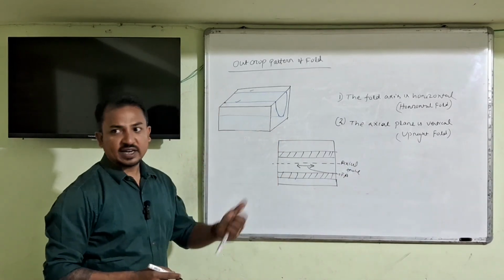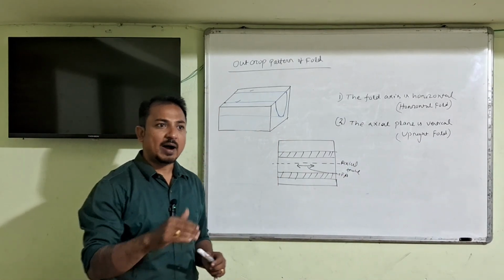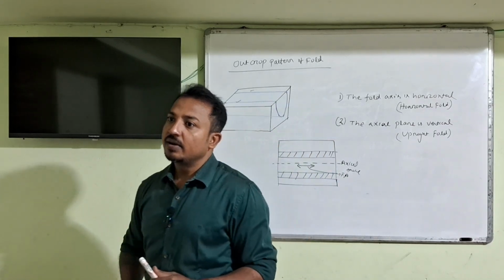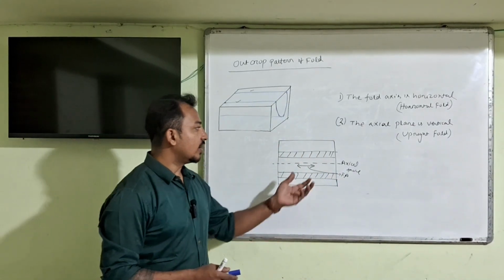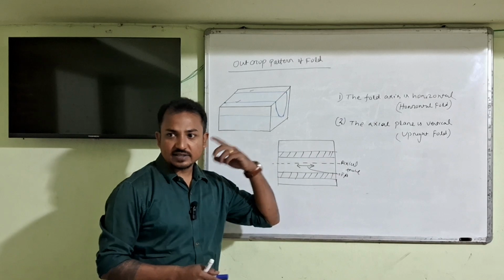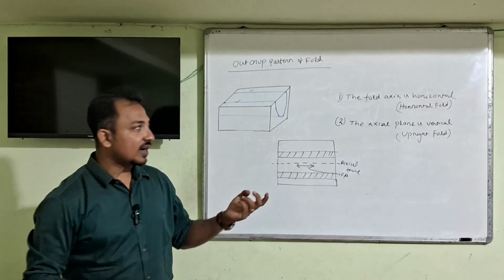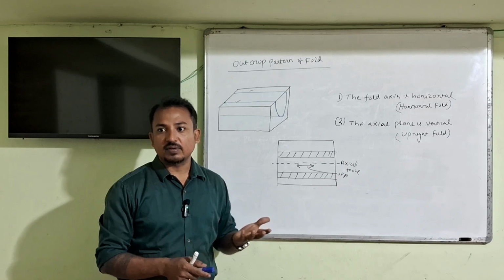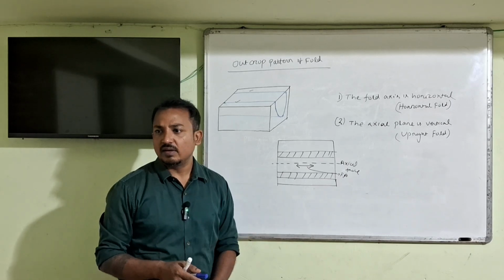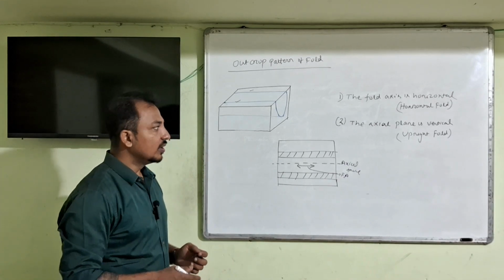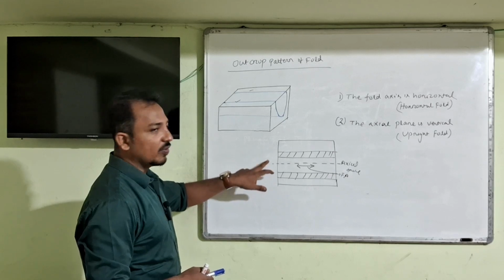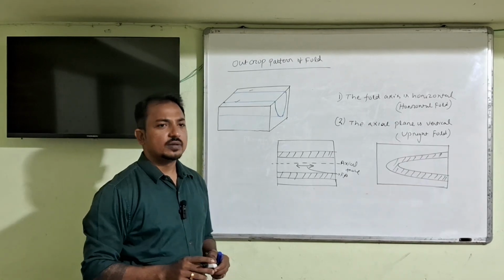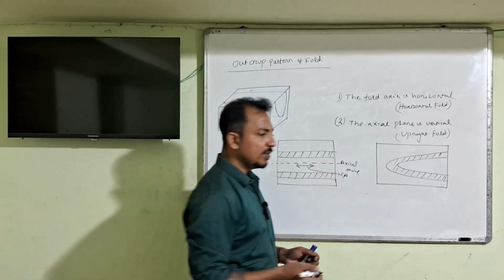So in any type of fold, in any type of outcrop pattern, if you see the trend of the fold axis is parallel to the axial trace, that means it is either a horizontal fold or an upright fold. That means in this type of fold, either the fold axis is horizontal or the axial plane is vertical. It will simply be a plunging fold.